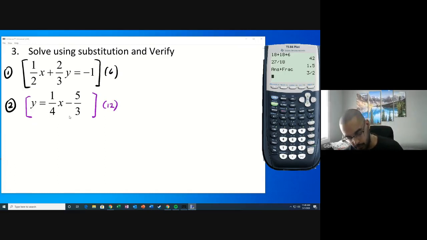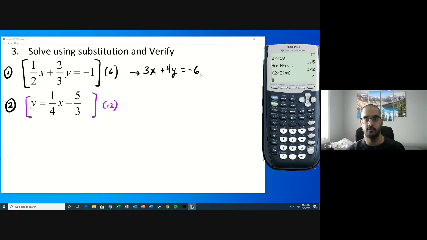Okay, so what's going to happen is that the first equation will change to being 6 over 2x, which is 3, so 3x, 2 over 3 times 6. If you're not sure how I'm doing this, I can go 2 over 3, multiply it by 6, and it gives me a 4. So plus 4y, that's equal to negative 6. So now you can see the fractions are gone.